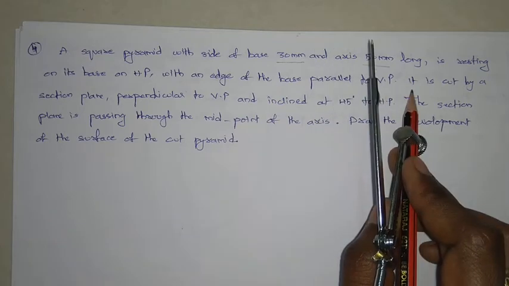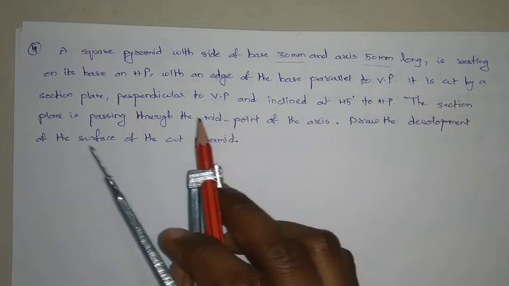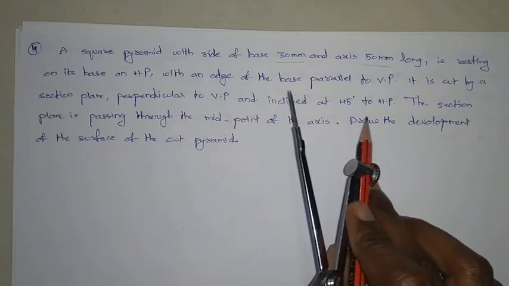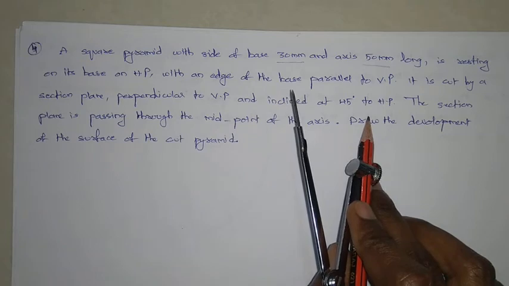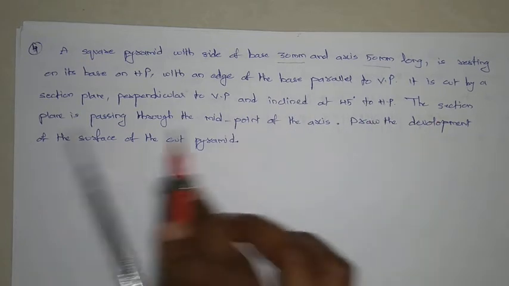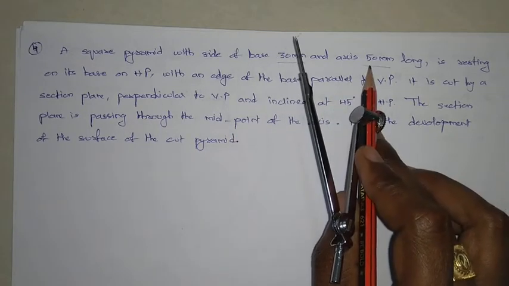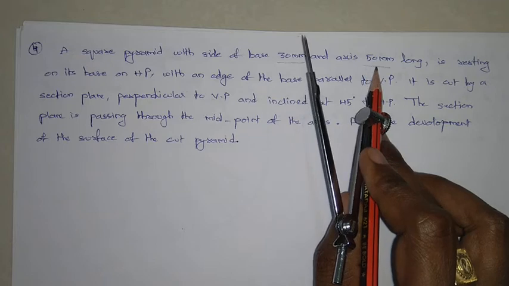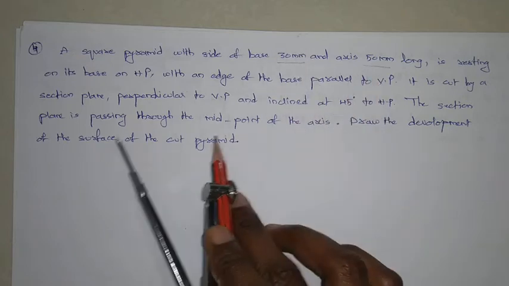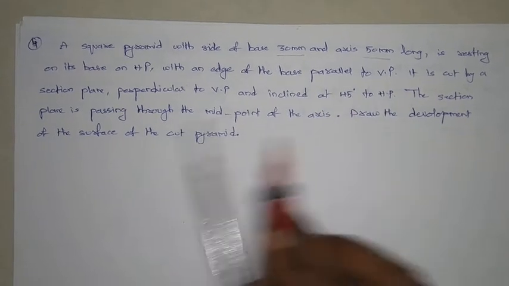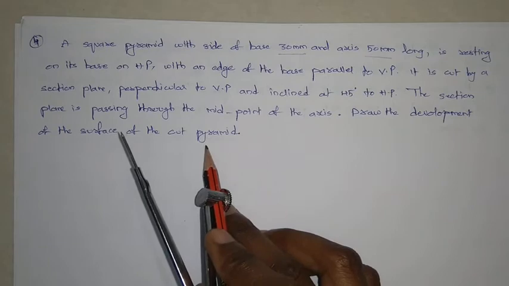So you have to draw like that, and it is cut by a section plane perpendicular to VP and inclined at 45 degrees to HP. The section plane is passing through the midpoint. So what is the height of the square pyramid? It is 50 mm. Out of 50 mm, the cutting plane is passing through the midpoint, that is a distance of 25 mm from the base. Now draw the development of the surface of the cut pyramid.